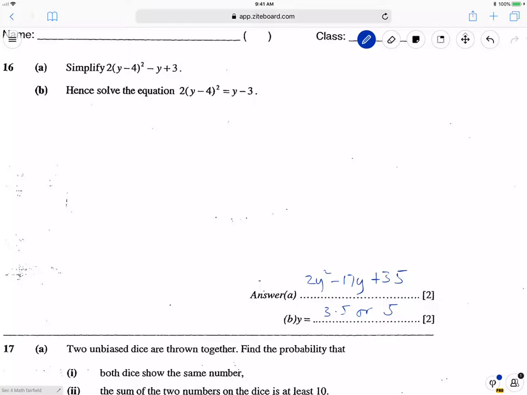So part A is just expansion. Any problem with the expansion? Just expand. So 2 times of y minus 8, a squared minus 2ab, so it's 2y squared minus 8y plus 16, minus y plus 3. Okay, just expand. So it's 2y squared minus 16y plus 32 minus y plus 3 equals to 2y squared minus 17y.